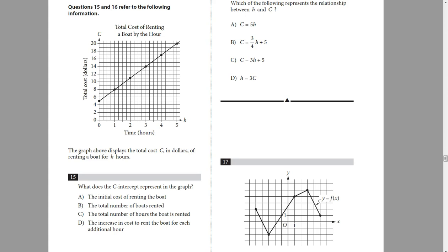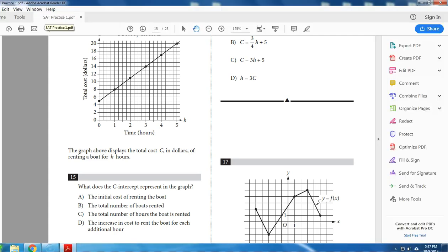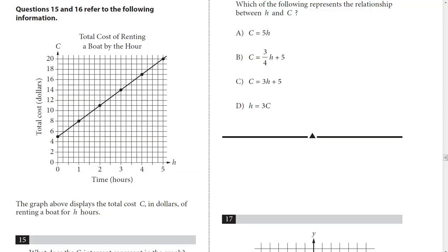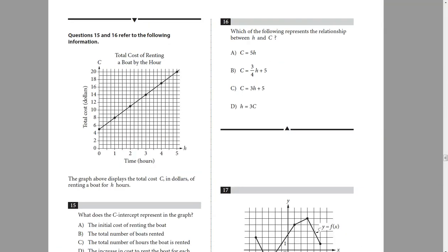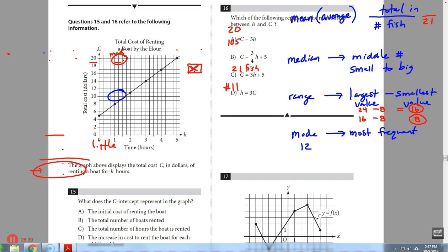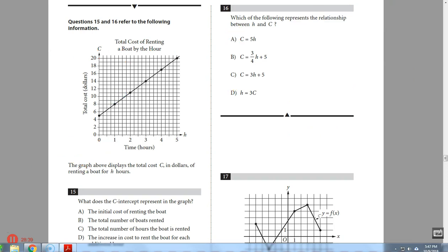All right, questions 15 and 16 look like they both operate off of the same picture up here. Get back into read mode. I'm going to shrink this down some just so that we can see everything that we need to see all on one screen. So let's try to make a little bit of sense of this one. It says the total cost of renting a boat by the hour. So this chart's representing the cost. And over here are my dollars, how much it actually is. And then down here is the time.